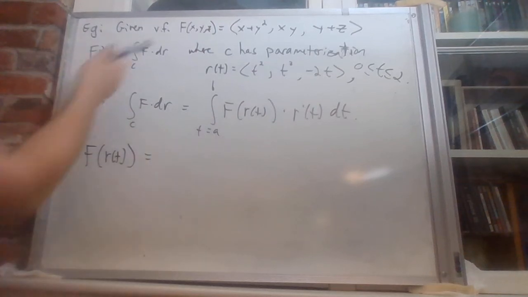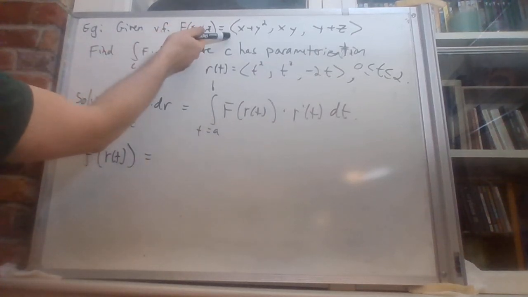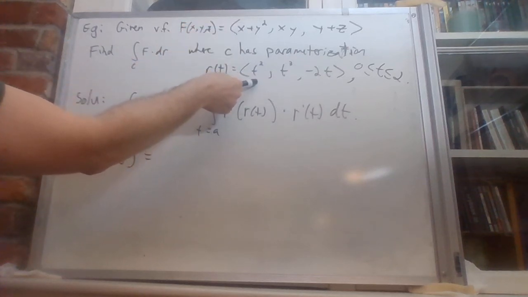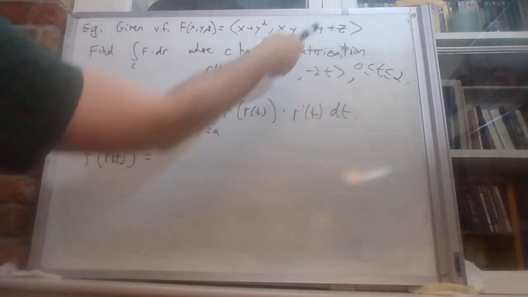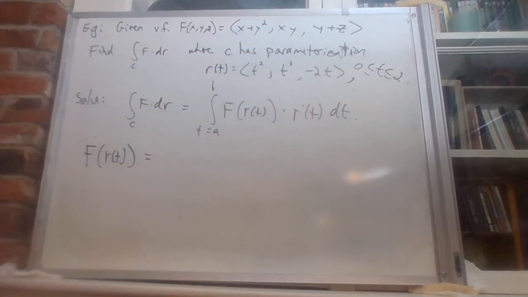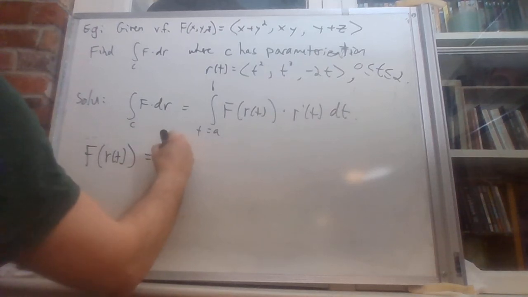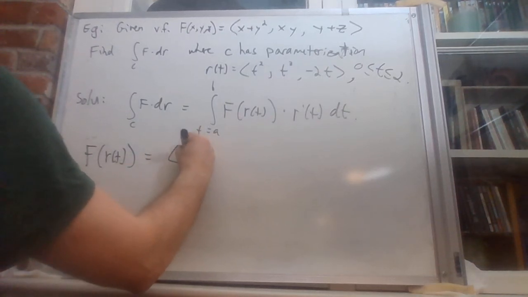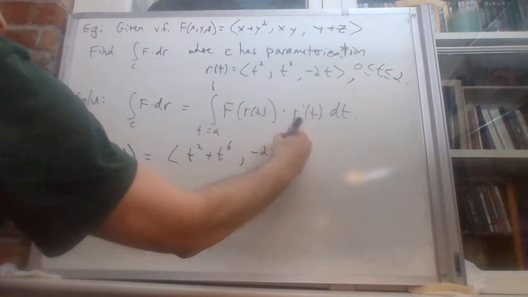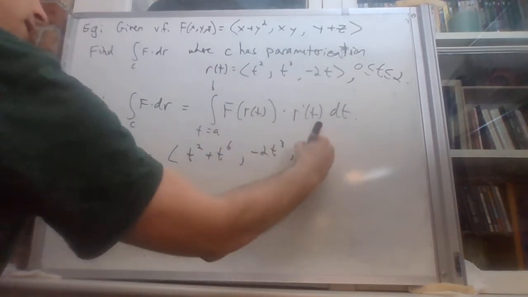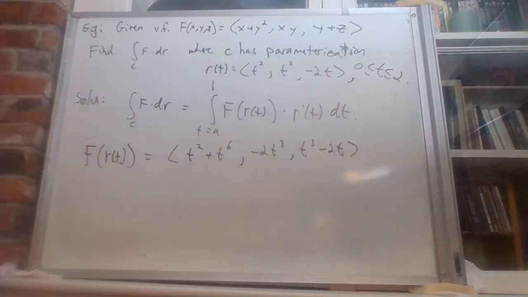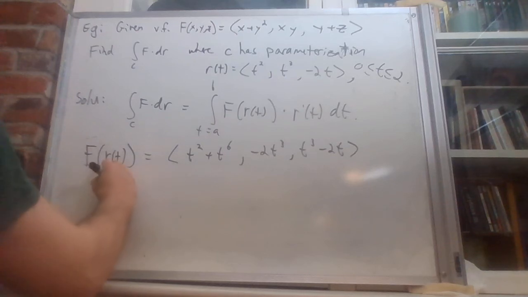So this equals the vector field f, except we're going to replace x with x of t, which is t squared. We're going to replace all the y's with t cubed, and we're going to replace all the z's with negative 2t. And that equals, after a little bit of simplification, t squared plus t to the 6th in the first component, negative 2t cubed in the second component, and t cubed minus 2t in the third component. All right, I call that progress.